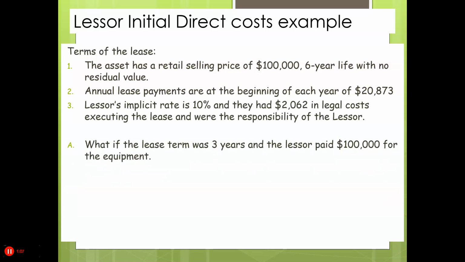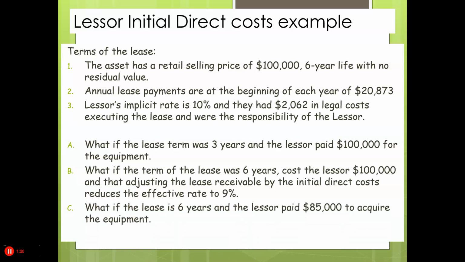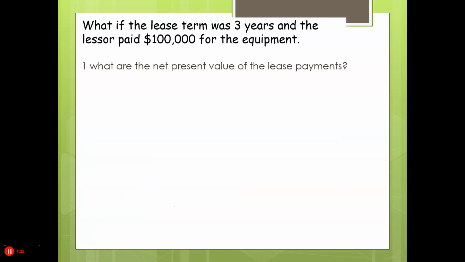What we're going to do is look at what if the lease term was 3 years and the lessor paid $100,000 for the equipment? What if the term of the lease was 6 years, cost the lessor $100,000, and adjusting the lease receivable by the initial direct cost reduces the effective rate to 9%? What if the lease is 6 years and the lessor paid $85,000 to acquire the equipment? So now we'll go through each one of those questions and show how you would record it.